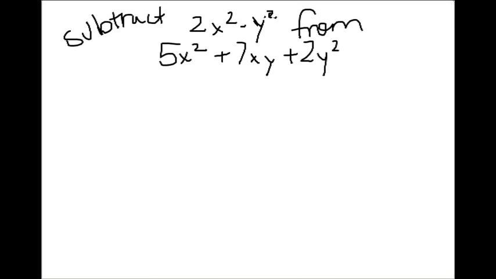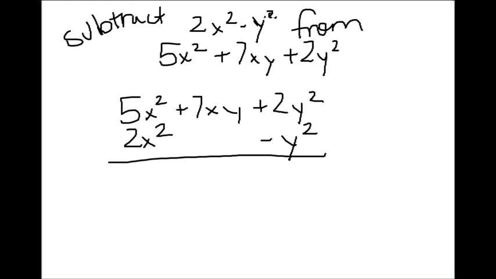Well, what if I want to do this? What if I want to subtract? And I say subtract 2x squared minus y squared from 5x squared plus 7xy plus 2y squared. Well, remember, if I'm subtracting from, that means I'm going to reverse them when I write them down. So just like addition, I'm going to write them one on top of the other.